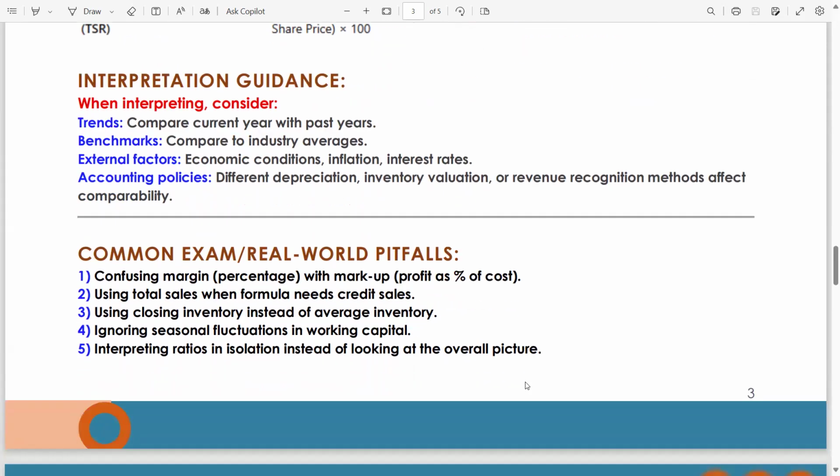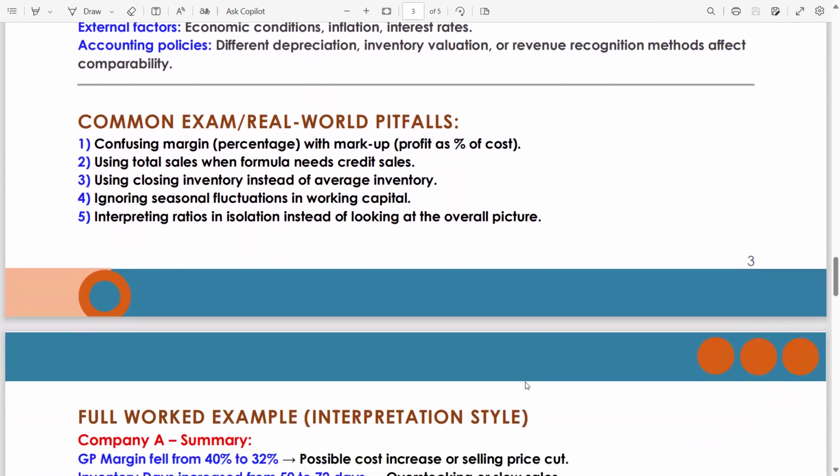comparability. Now, common exam and real world pitfalls. Confusing margin percentage with markup, profit as percentage of cost. Using total sales when formula needs credit sales. Okay, guys, these are the important things. These have been extracted from the examiner comments. Again, repeating from start: confusing margin percentage with markup. Most of the students get confused between profit on markup or on margin. Margin means sales, markup means cost.